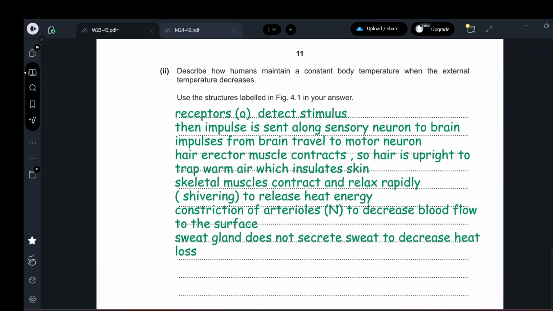I can also start it from the very beginning. The receptors detect the stimulus and send it through the sensory neuron to the brain, and then the brain sends impulses to the motor neuron. Where will the motor neuron act? All the places we said.